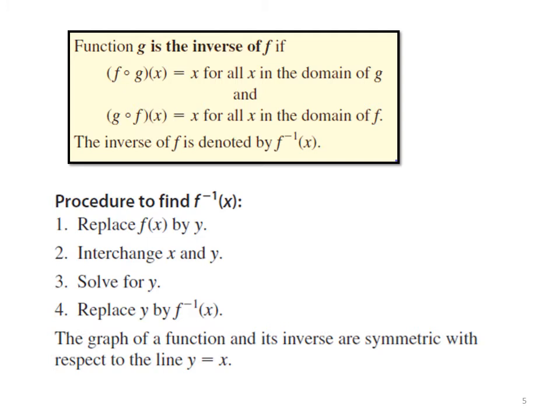The way to find the inverse function: if f is 1-to-1, you'll be able to find the inverse. The first step is to replace f of x by y, then interchange x and y, solve for y, and the last step, replace y by f inverse of x. As far as the graph is concerned, the graph of a function and its inverse are symmetric with respect to the line y equal x. You could think of the graph of f inverse as a reflection of the graph of f about the line y equal x.